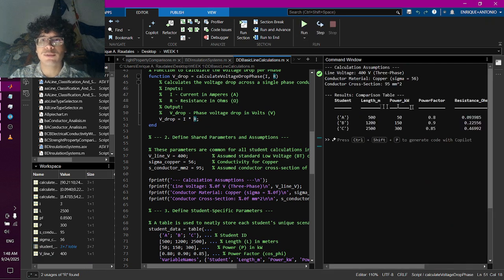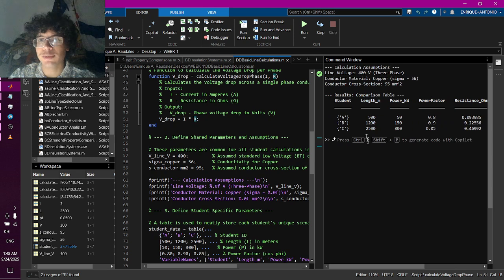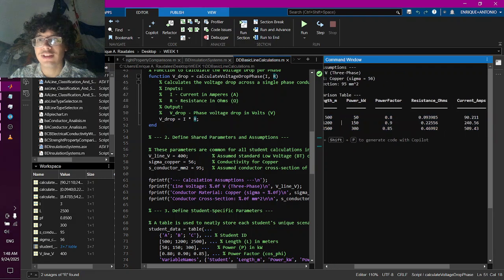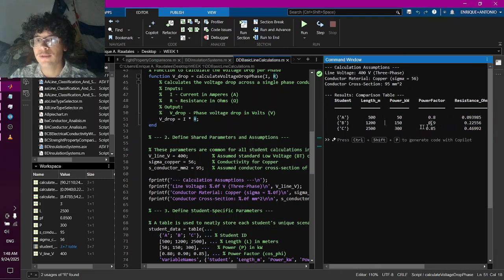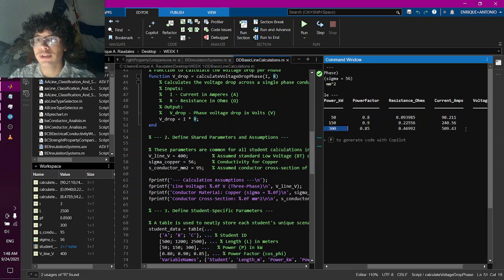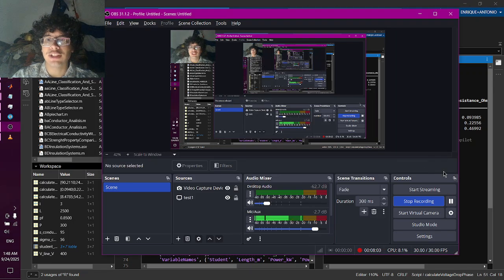If we run this program, we get a table, which is a much nicer way to display information, showing the different cases that the 3 students had to solve for. We see that the commercial center is the heaviest case with the biggest voltage drop, the greatest resistance, and the highest current. So commercial centers do suck in a lot of power.